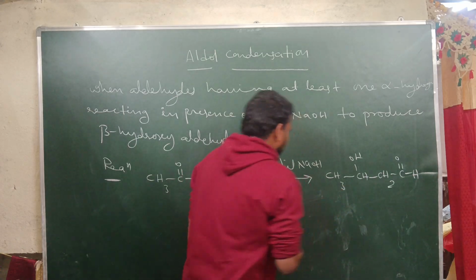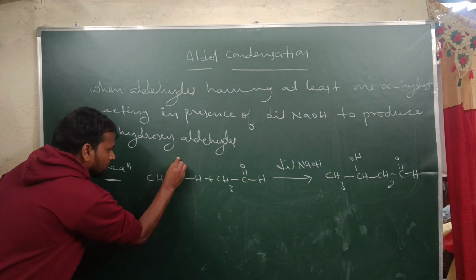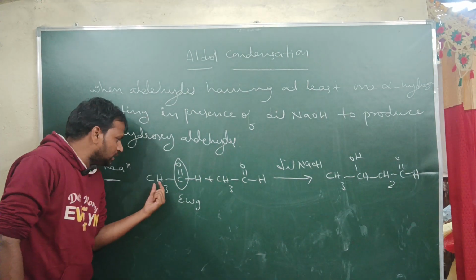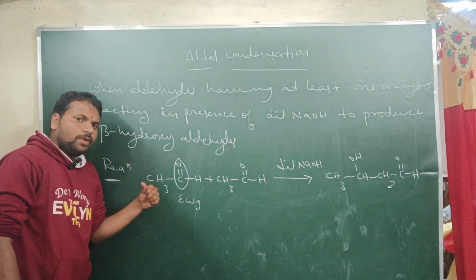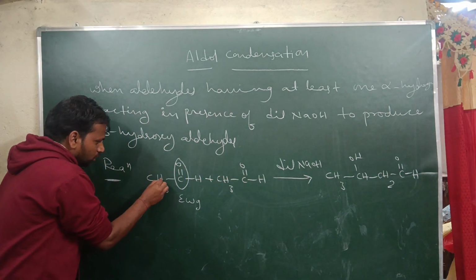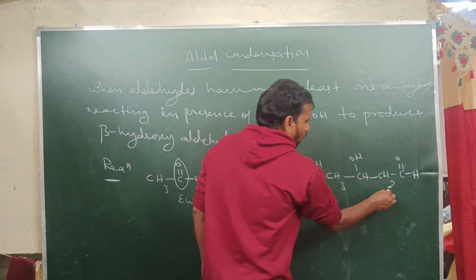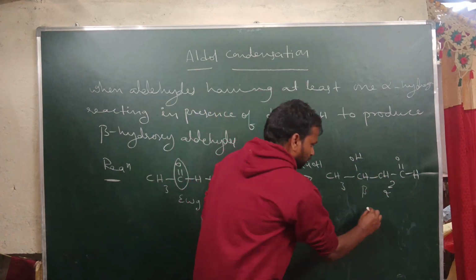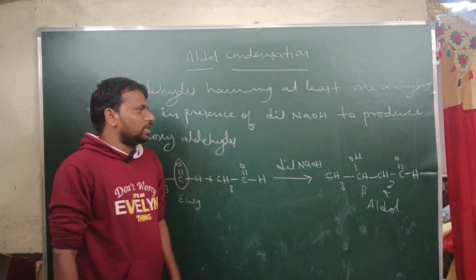So beta, why? Because in this case, what is alpha hydrogen? The C double bond O group is an electron withdrawing group. The carbon adjacent to the electron withdrawing group is said to be the alpha carbon. The alpha carbon which has hydrogens, those are said to be alpha hydrogens. So here 3 are the alpha hydrogens, here also 3 are the alpha hydrogens. Here this is the alpha carbon, this is the beta carbon, so it is said to be beta hydroxyaldehyde. The simple general name is aldol. So this is the aldol condensation reaction.